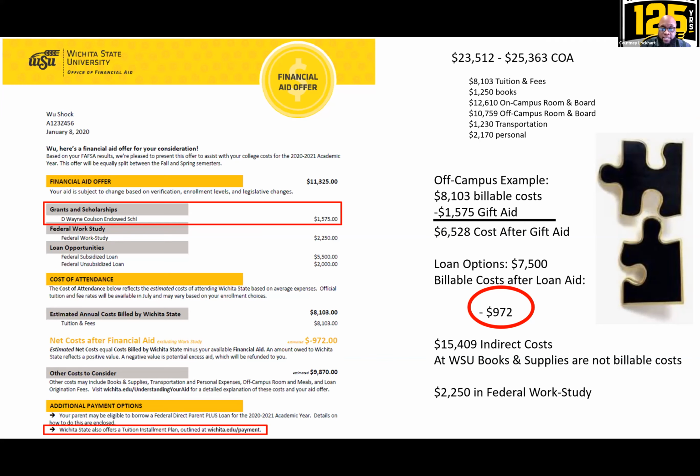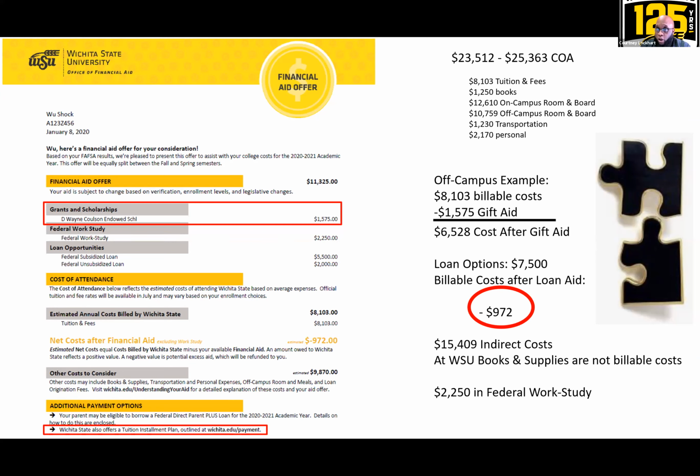Now, other things that they'll want to consider are, of course, those indirect costs, so books and supplies, transportation, personal expenses, and all the things listed there. So those would total about $9,800, so $9,870. And so those are definitely costs that students won't have to pay directly, but there'll be fees that they incur throughout the year, as Danielle mentioned. So this particular student, the cost of attendance is kind of a range from about $23,512 to $25,363. And that's just depending upon if there's some major fees and things like that that are applied there.